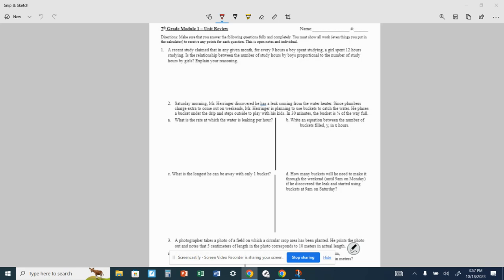7th grade, Module 1, Unit Review. Directions: make sure you answer the following questions fully and completely. You must show all work, even things you put in the calculator, or you will not receive any points for each question.